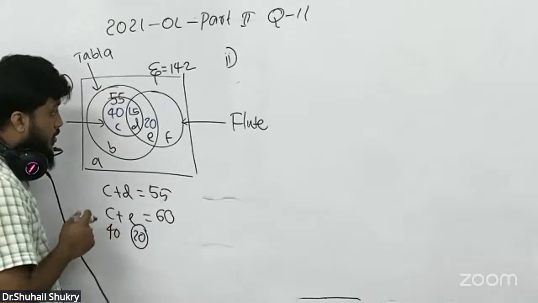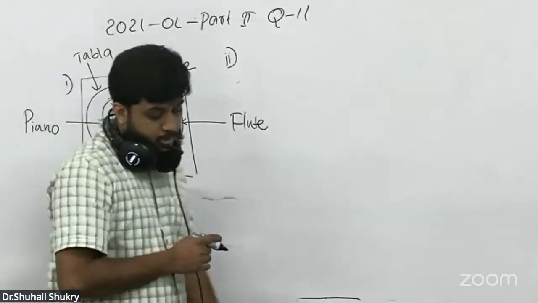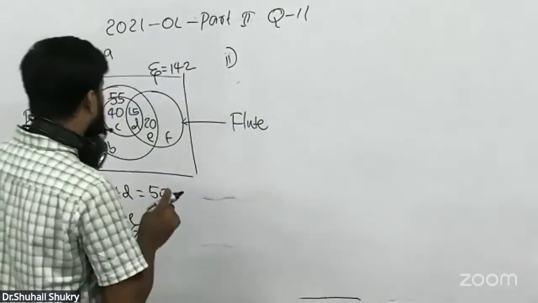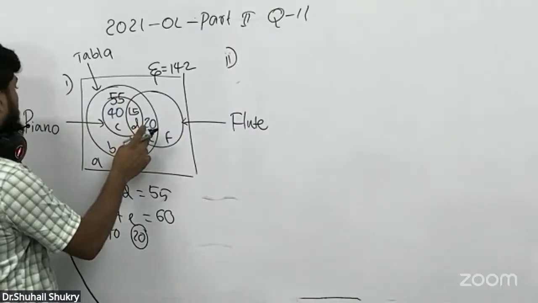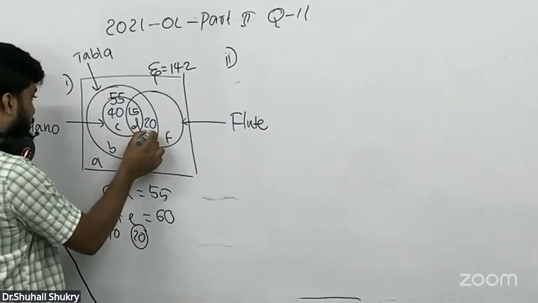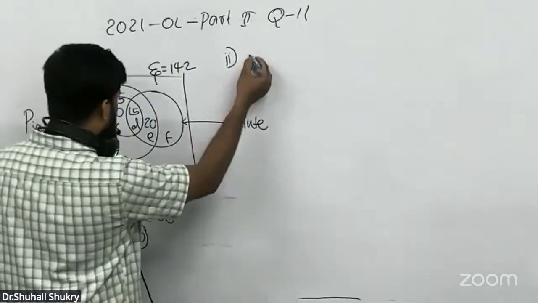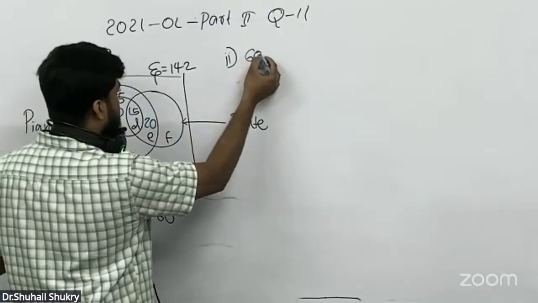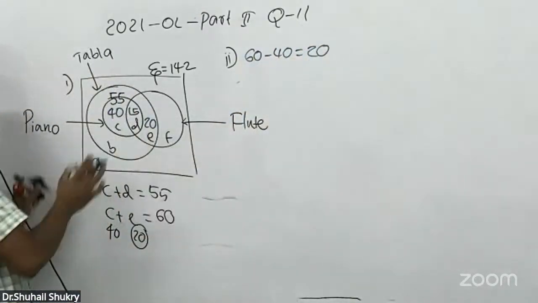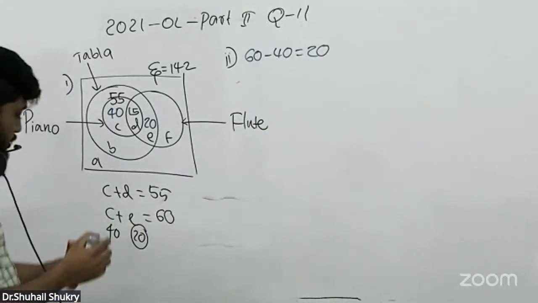What is the question now? How many musicians play both the tabla and the flute, but not the piano? They play tabla and the flute. This is tabla, this is flute. So both tabla and flute but not piano is E. 20. But when you are writing the answer, show it like this: 60 minus 40 equals 20. You have to show them.